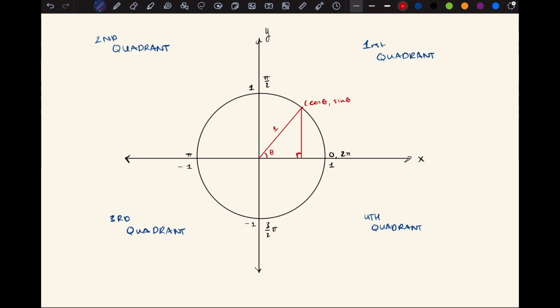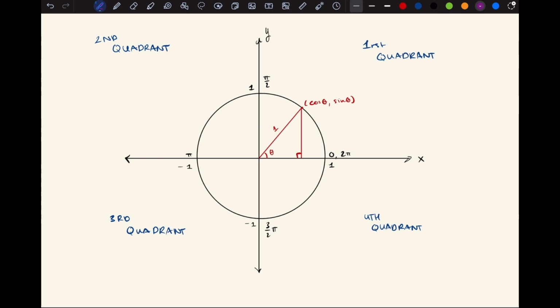So the property that I want to be looking at today is how we can have multiple angles giving us the same value for cosine of theta or sine of theta. Because if you give into your calculator sine of 30 degrees, it will give you 1/2, or sine of pi over 6, it will give you 1/2.